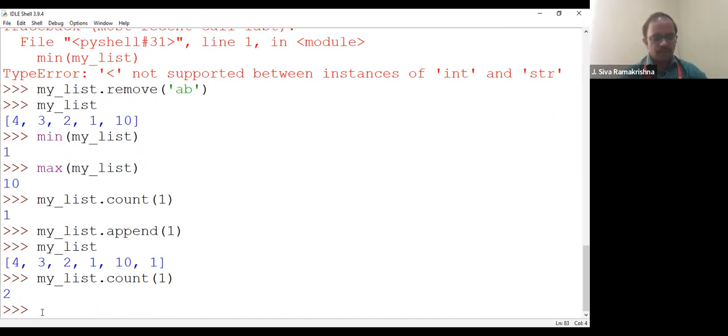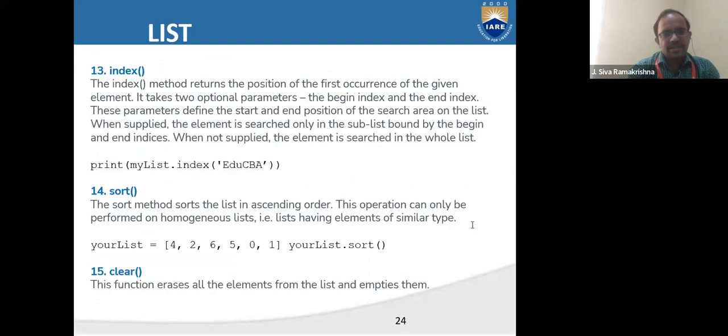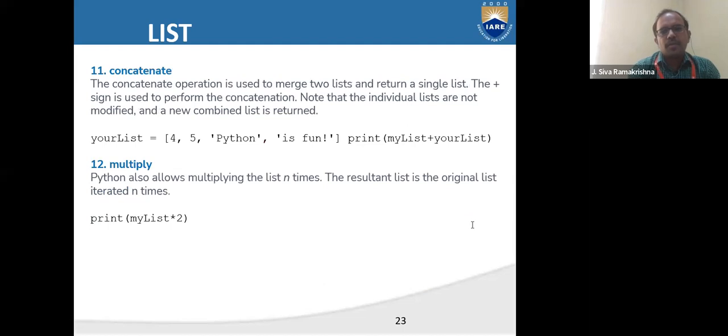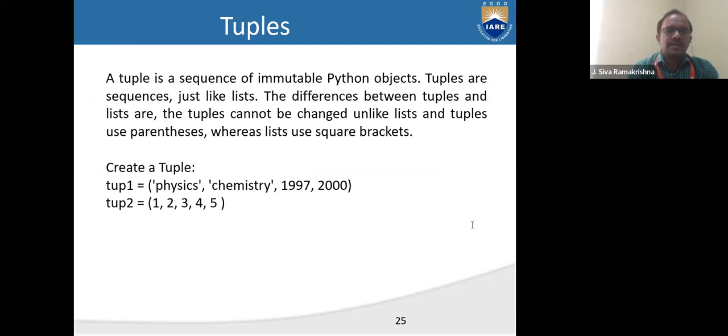Clear. So these are the operations on list. In the next class, we are almost at the end of this container data type list. After this we have concatenation, multiply, index, sort, and clear. There are 5 more methods. Possibly by the next class we will end this container data type list concept. So tomorrow we will see concatenation, multiply, index, sort, and clear, and then we will see tuple.